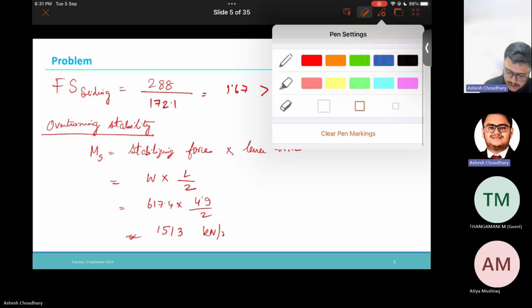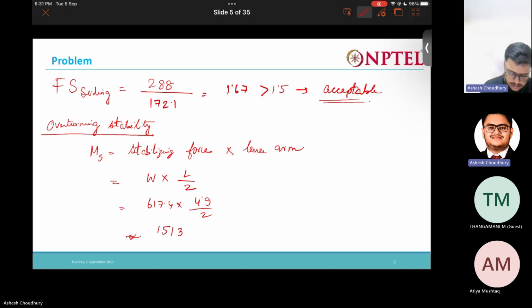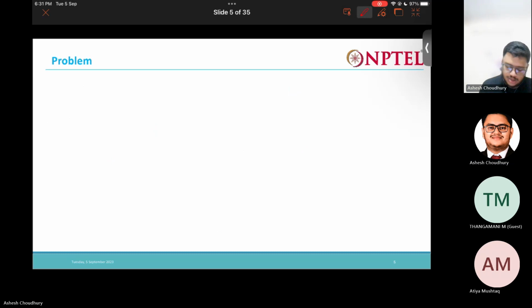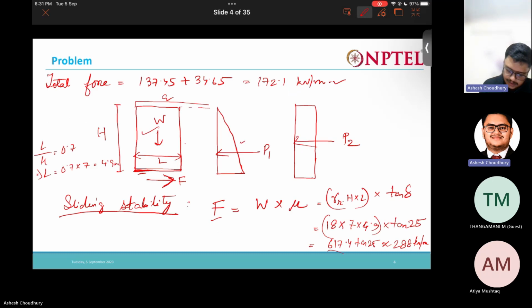This is kilonewton meters per meter. Now, what is the overturning moment? The overturning moment is due to these forces P1 and P2. So P1 times height h by 3, and P2 times h by 2.